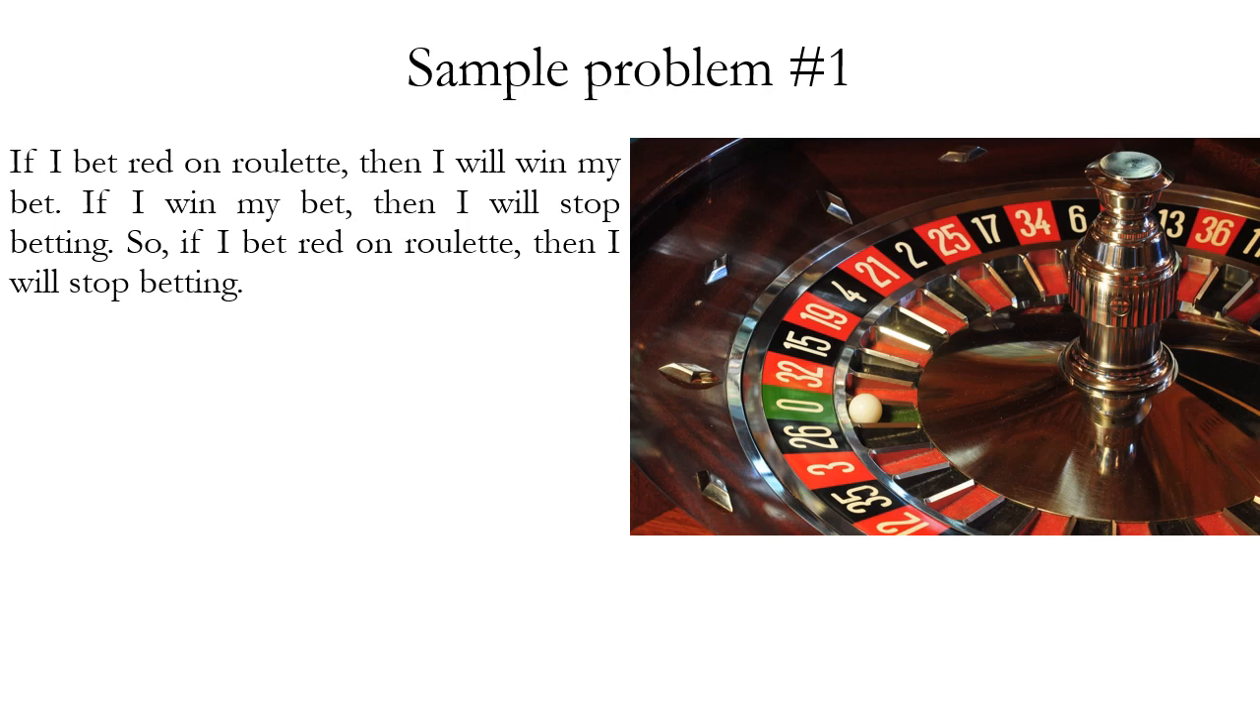So let's look at a sample problem to illustrate how this is done. We're starting with an argument in natural language, and we're trying to figure out what its deductive argument form is, what its logical form is. If I bet red on roulette, then I will win my bet. If I win my bet, then I will stop betting. So if I bet red on roulette, then I will stop betting.